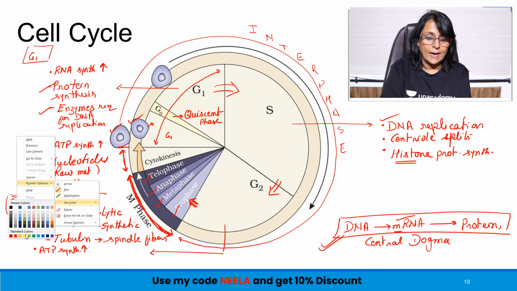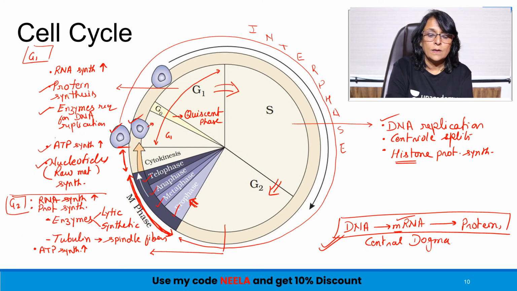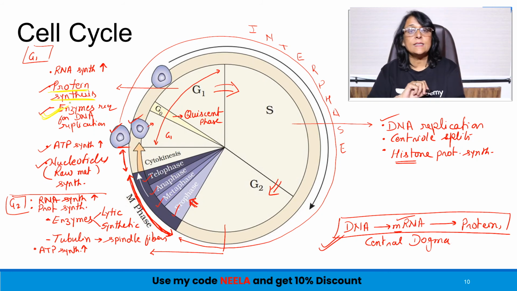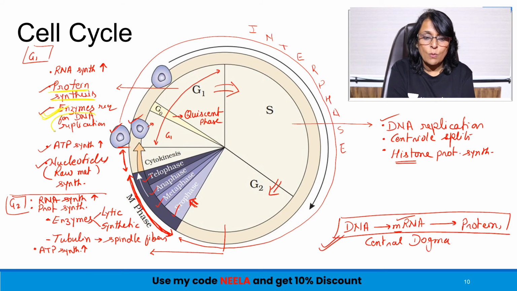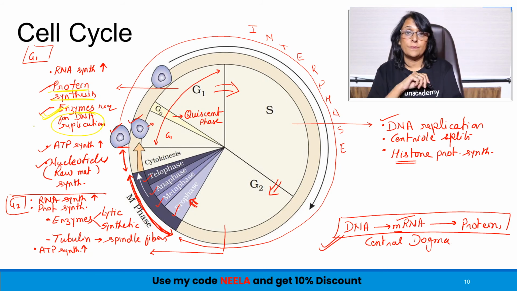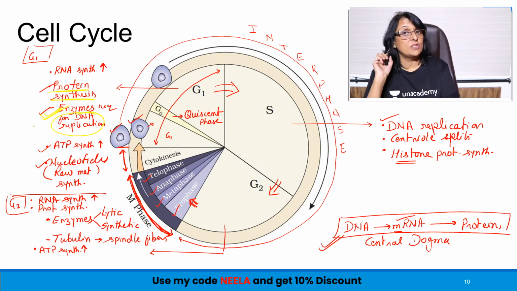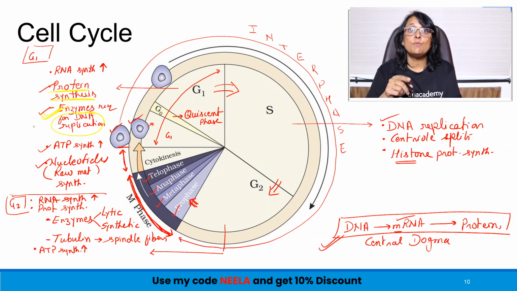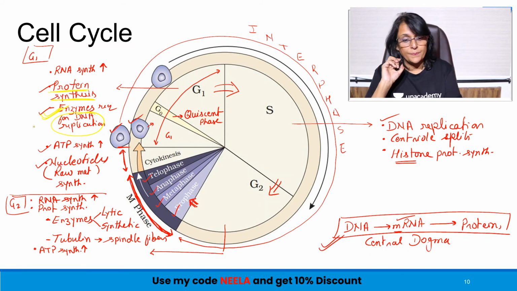We are looking at two types, or maybe one type of protein in this case, and that is enzyme. Which enzyme? The ones which are required for DNA replication. There are 10 different enzymes which are required for DNA replication. All those enzymes must be prepared. They should be ready for the S phase to take place smoothly.